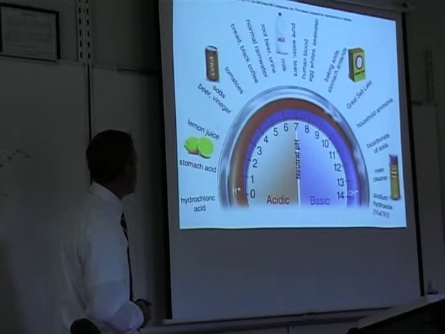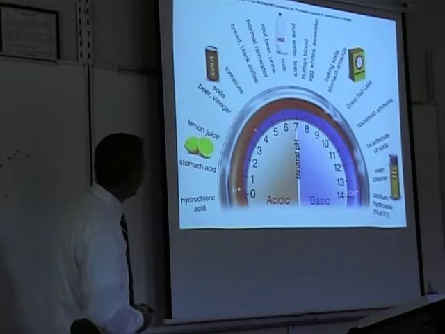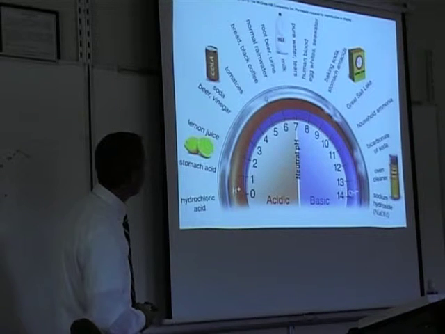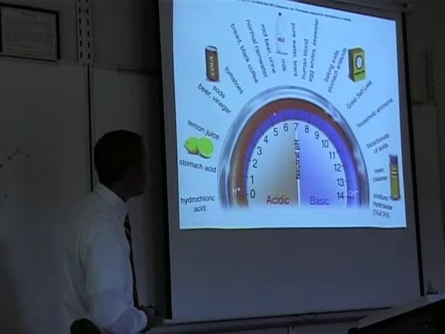Lemon juice, soda, beer. 3.5 or 4. Tomatoes, coffee, even bread is acidic. Normal rainwater is slightly acidic. Acid rain is what we call it.